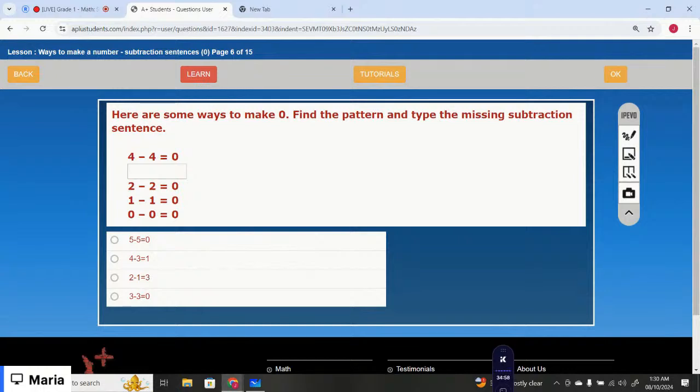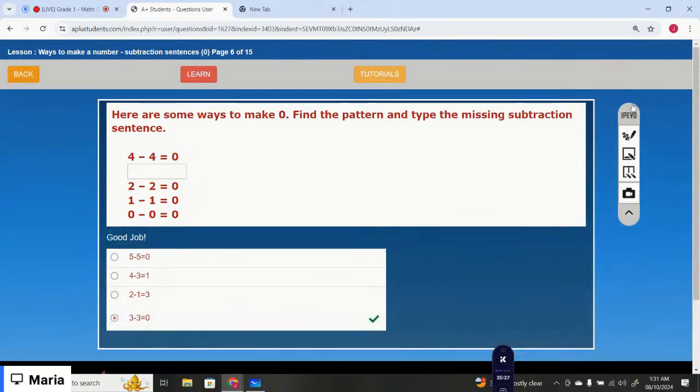Here are some ways to make 0. Find the pattern and type the missing subtraction sentence. So which is the correct option? That is 3, take away 3 is 0. The last option is the correct one.